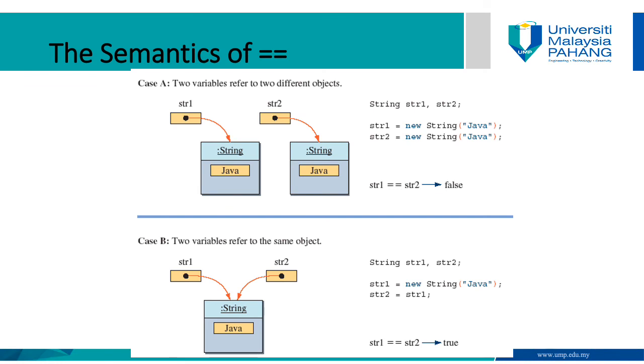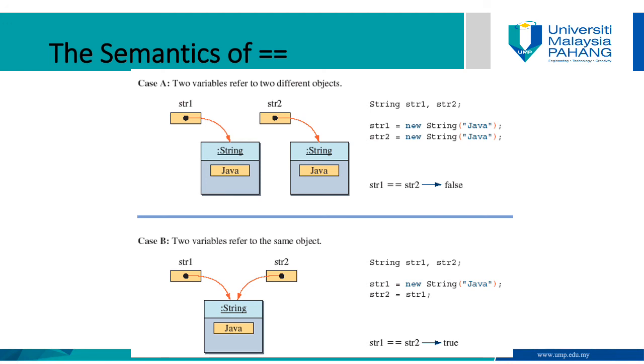Now, the semantics of the equality operator, which is the double equal sign. We have two cases here. Case A, there are two variables that refer to two different objects. And then we have case B, which is two variables that refer to the same object.